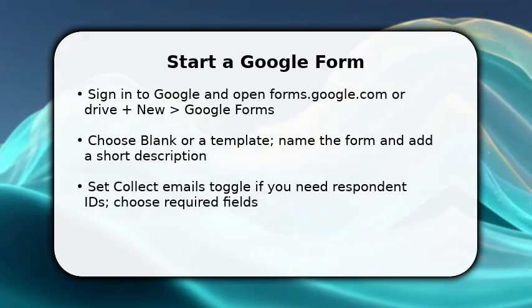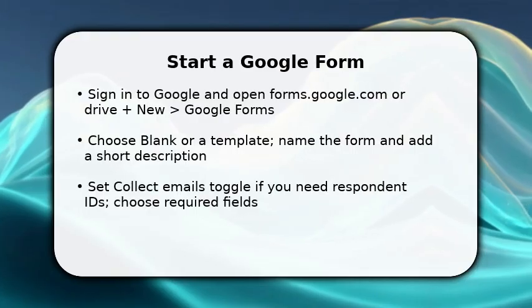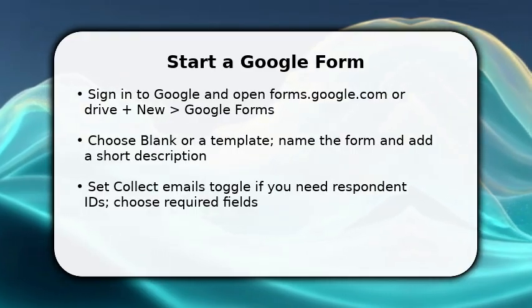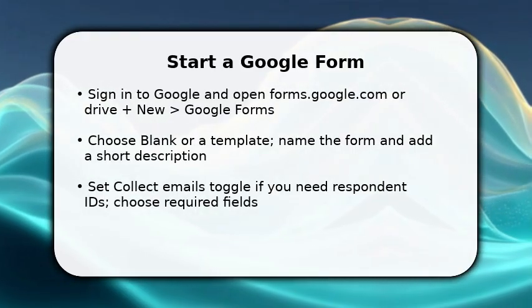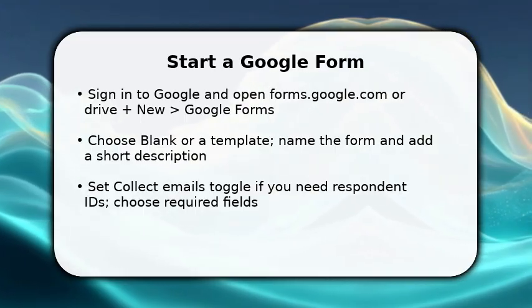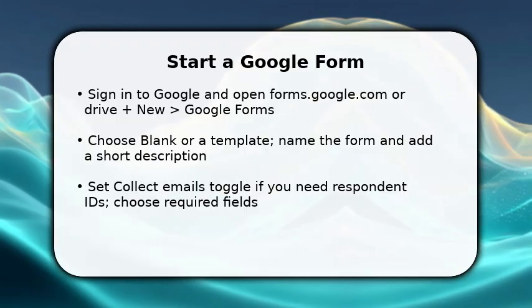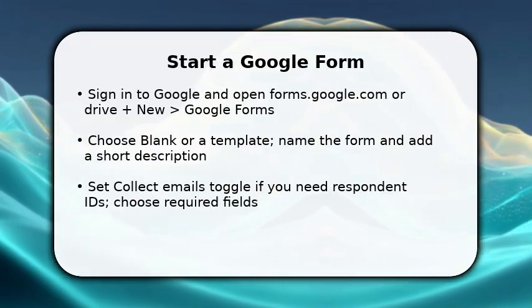Add your first question, choose the type, multiple choice, short answer, or linear scale, and mark it required when necessary. Once done, turn on collect emails only if you need respondent tracking, and save progress as you go.